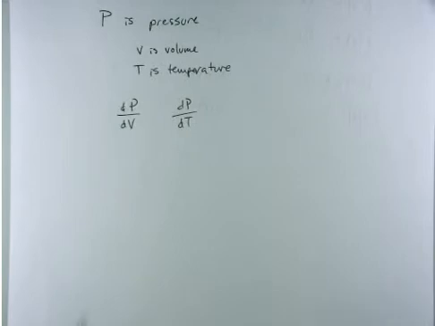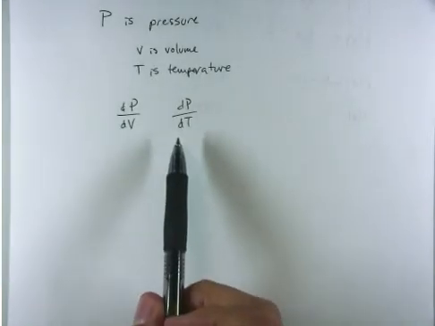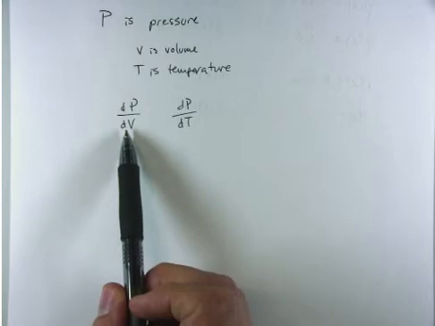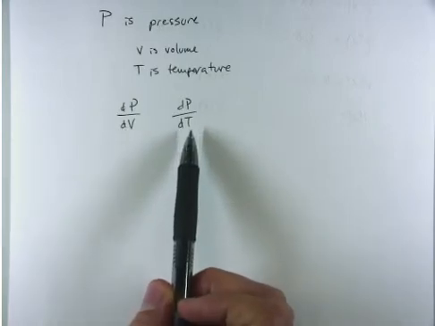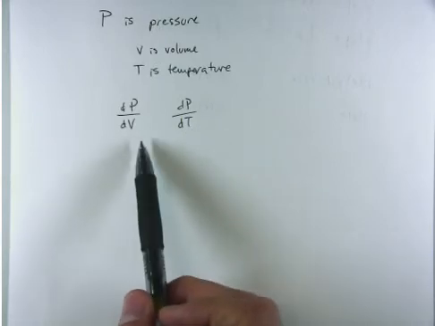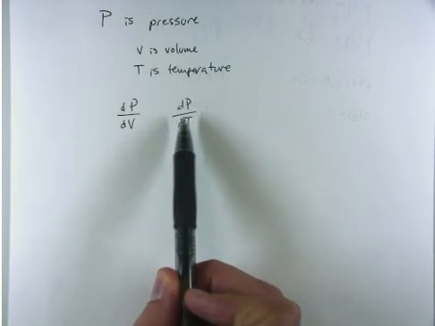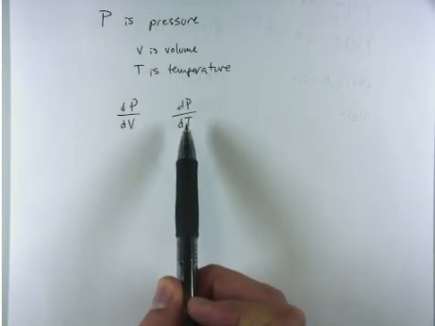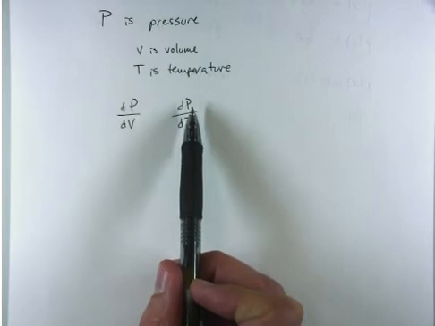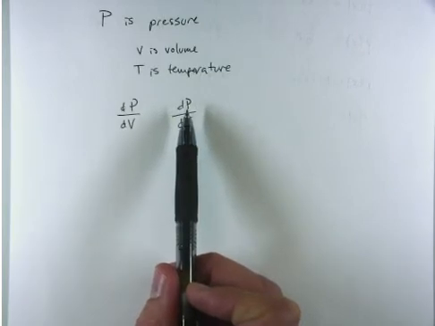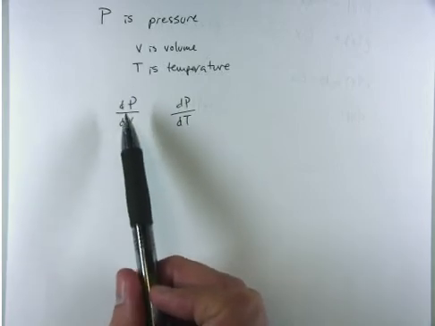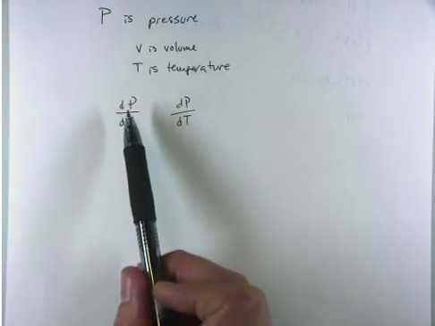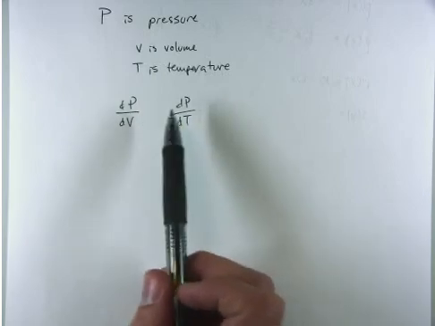You'll notice that the units for these are also going to be different. This might be in something like pascals per cubic meter, and this might be in pascals per degree Celsius. Because here, temperature is changing, and as temperature changes, I want to know how fast the pressure is changing. Whereas over here on the left, volume is changing, and as the volume changes, I want to know what's happening to pressure. So Leibniz notation is really useful here.